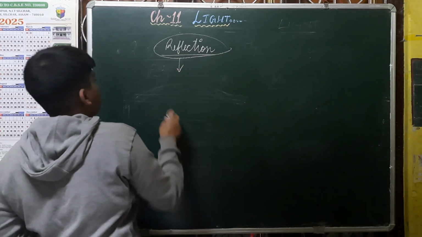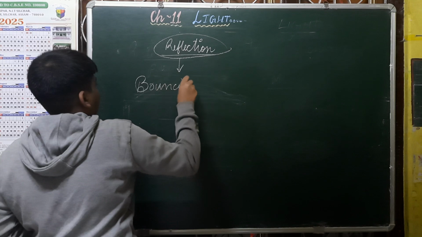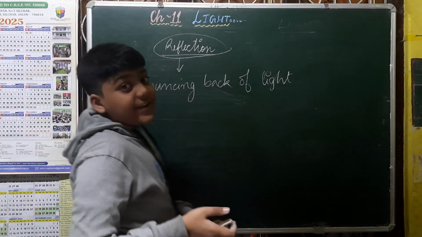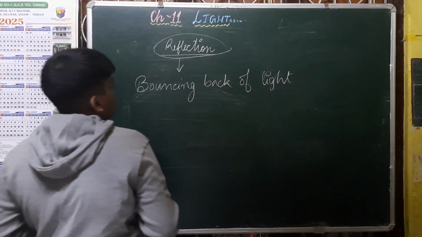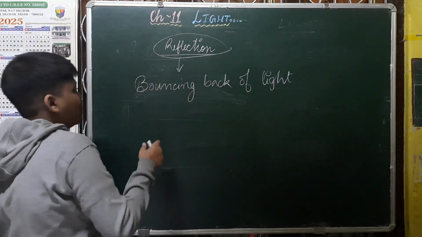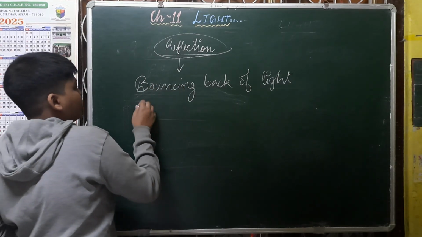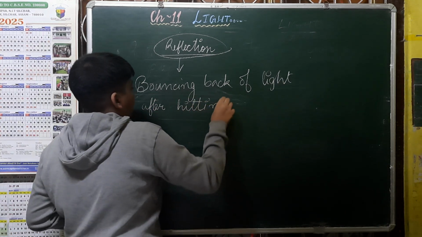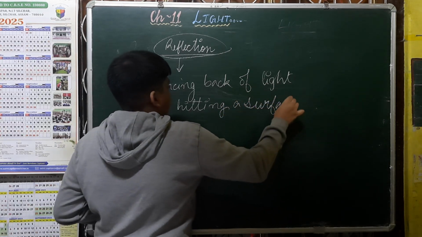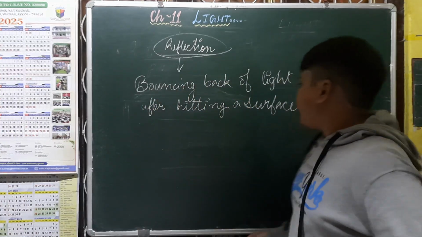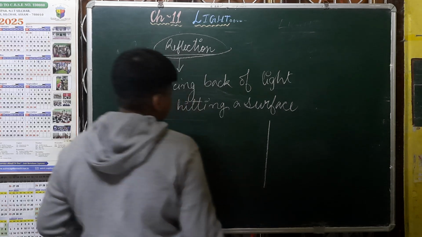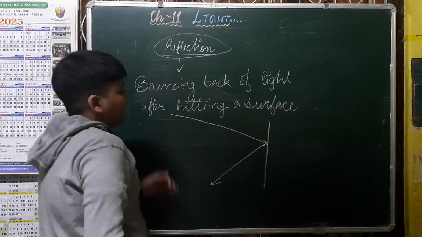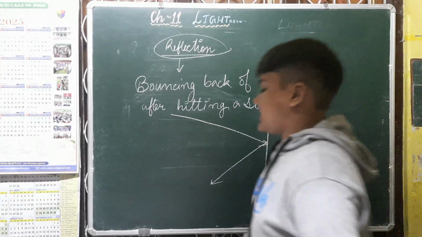So what is reflection? Reflection is the bouncing back of light after hitting a surface. Basically, after hitting any kind of object also, you can say. Bouncing back of light after hitting a surface. See, this is a wall, or you can say anything, even you can say a mirror. When light rays will come here, this light rays will be reflected back, and only because of this reflection of light we are able to see the objects.